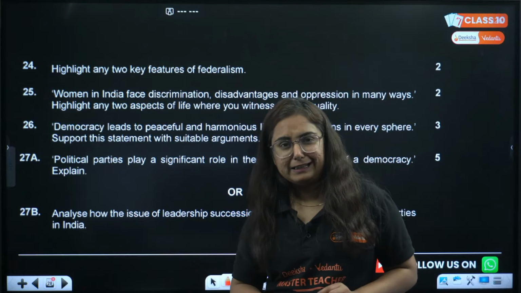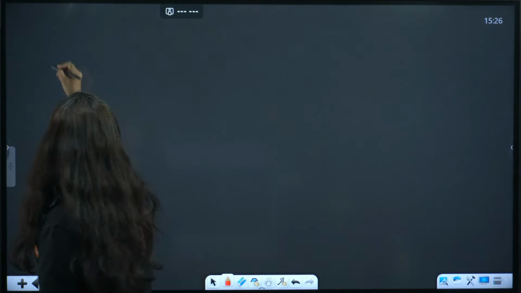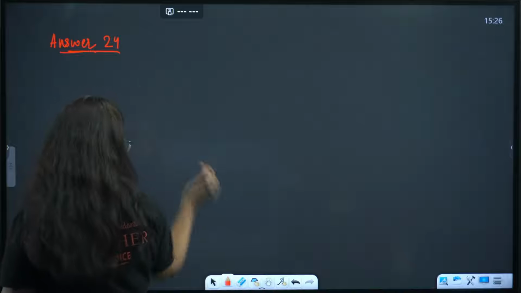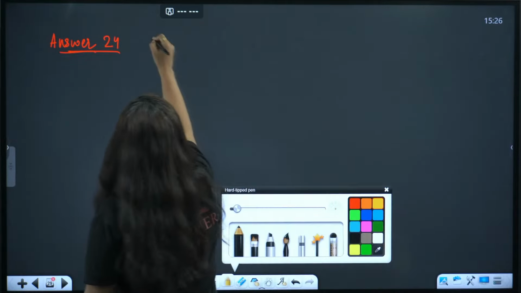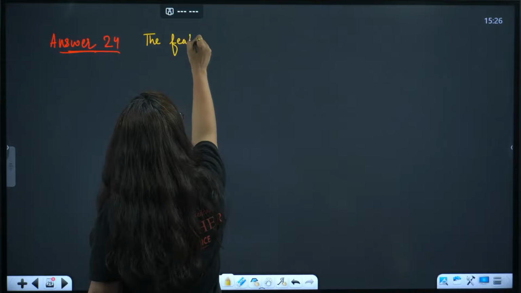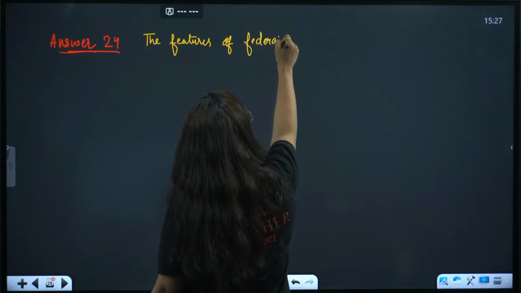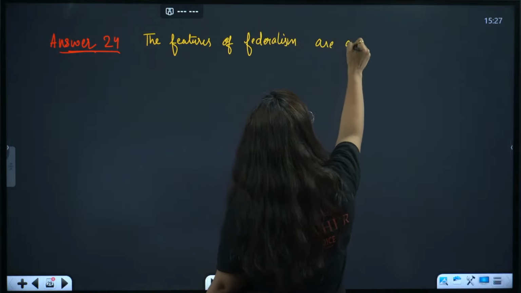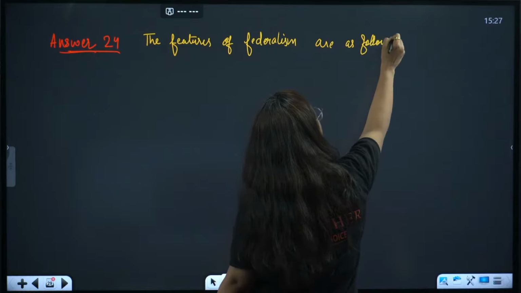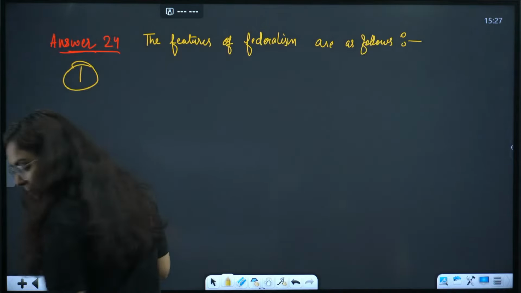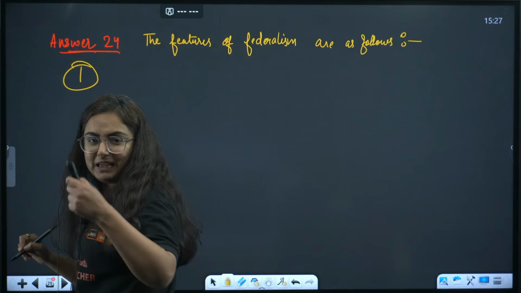Next, read the question. Highlight any 2 features of federalism. So how will you write the answer to the question? What was the number of the question? 24. Answer to question number 24 will be written such that, how many features? 2. So the 2 features of federalism are as follows. We will write how many features? We will write 3 because we are extraordinarily smart. No, but we know, that's why we will write, and I'm just explaining the topic to you.